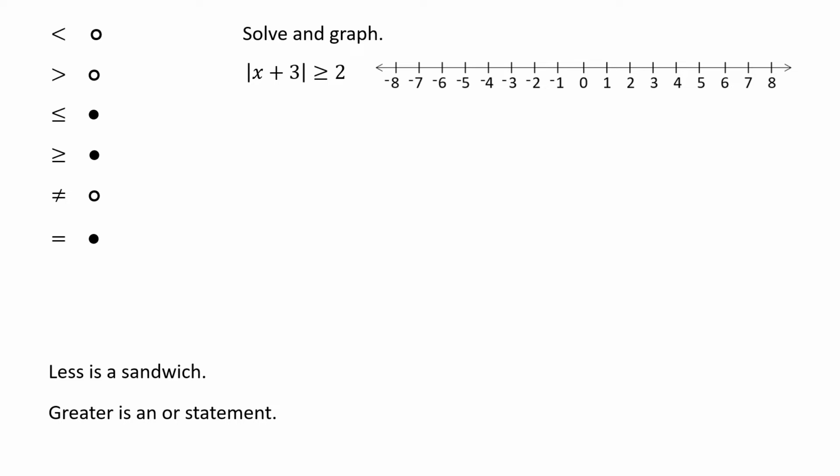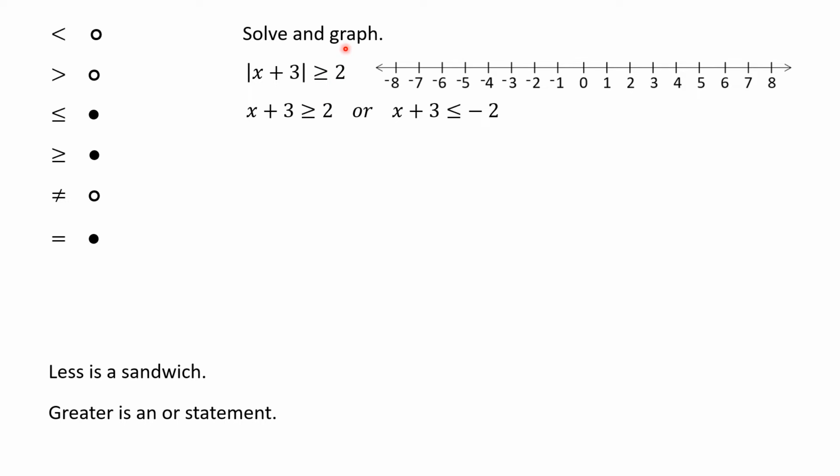we've got |x + 3| ≥ 2. Greater is going to be an OR statement. So just like we did on the previous assignment, we're going to break this into 2. Notice that I don't change the x plus 3. As I remove it from the absolute value symbol, both times when I write this, I write it as an x plus 3. The first time I write it, I leave the greater than or equal to symbol alone.